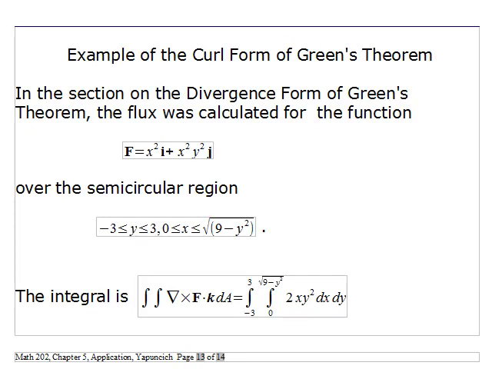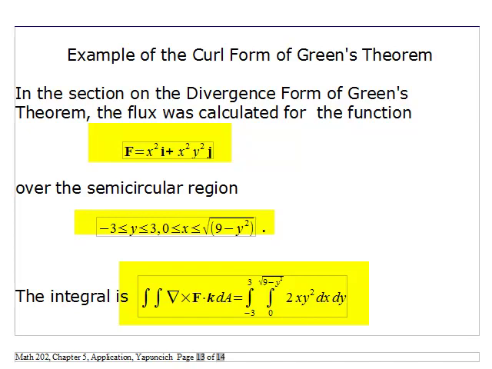For this example, let's use this function again. x squared in the i direction plus x squared y squared in the j direction, and we'll see if I can take the curl of that. Okay, we're going to use the same semicircular region before, and now we're going to use the curl integral. So we have to take the curl of f, dot it with k. Remember, curl of f is going to be a vector. Then you dot it with k, so what are you going to get? The k component, all right? And then integrate over the area.